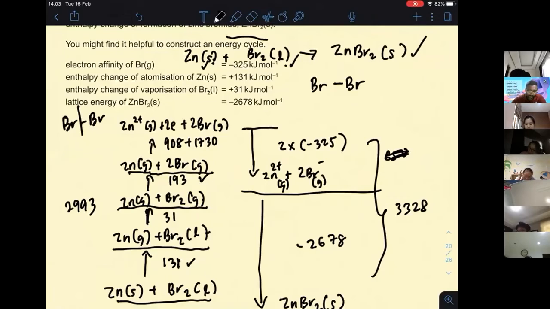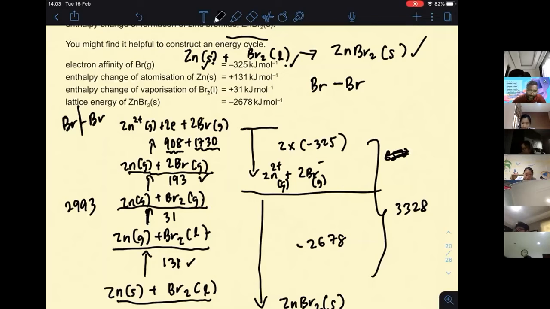After that, you need to change into zinc 2 plus. How do I get zinc 2 plus? You need the first ionization energy and second ionization energy. This is the data I received from the data booklet. So 908, and then the second ionization energy for zinc is going to be 1730. So I put it over there.